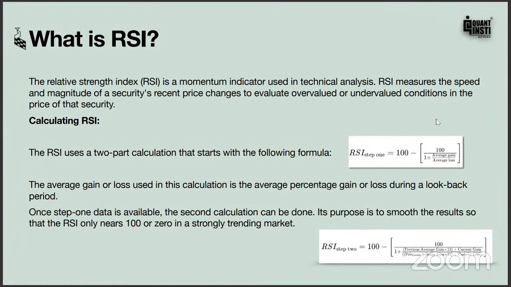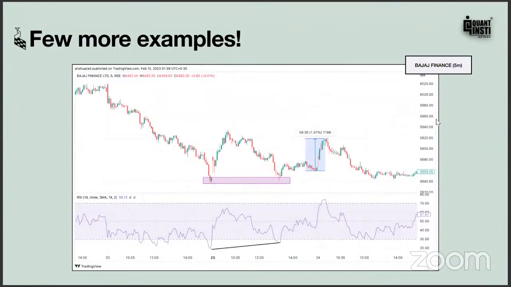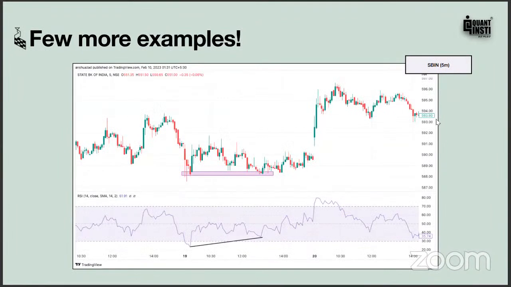On the next slide, you can see that even though price is at the same level, RSI is telling us that the relative strength of the price is increasing. That's why we are initiating a buy. Here you can see the example. The previous example was on Bajaj Finance, and this example is SBI. The first example which I showed you was Reliance.